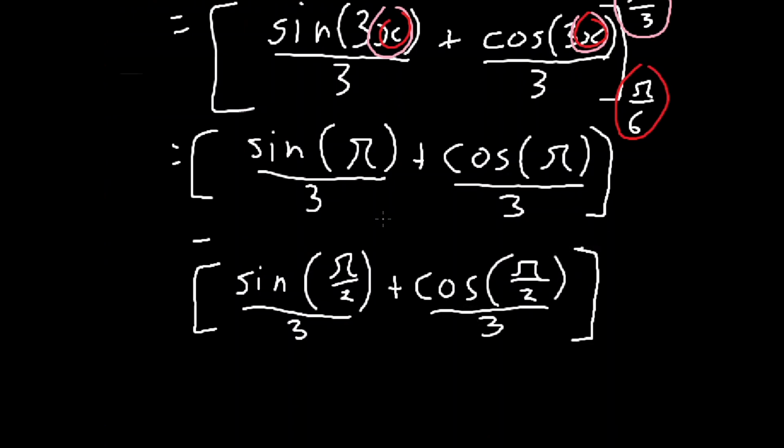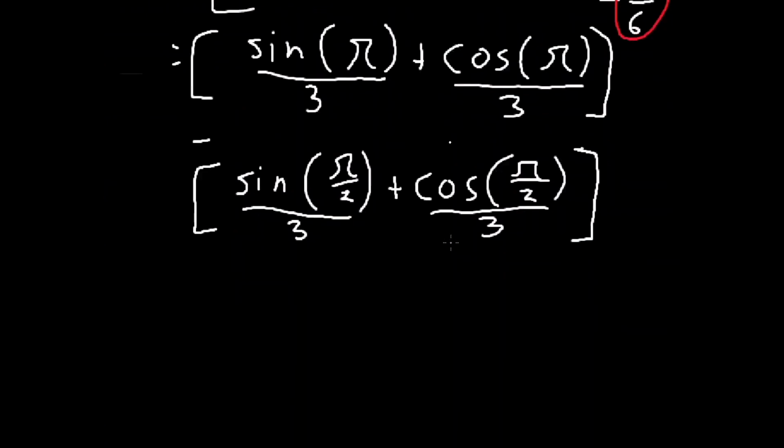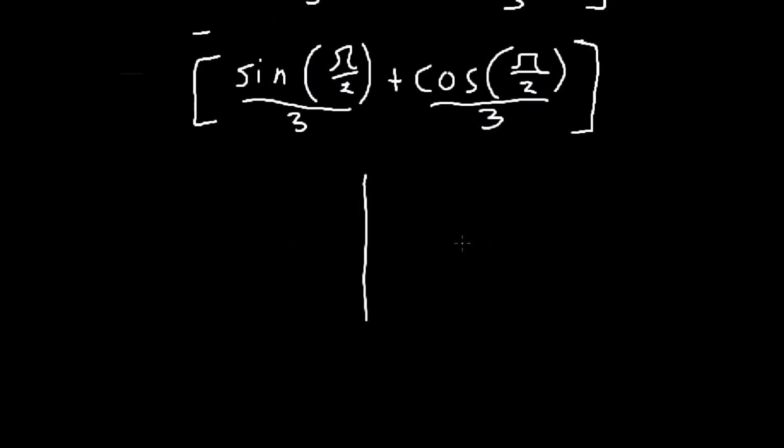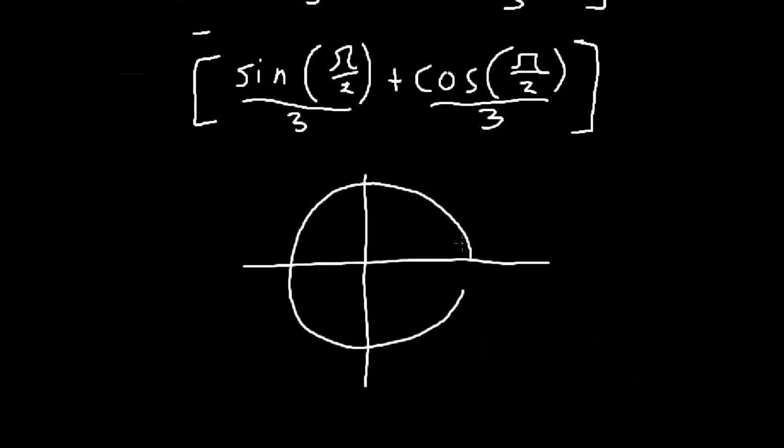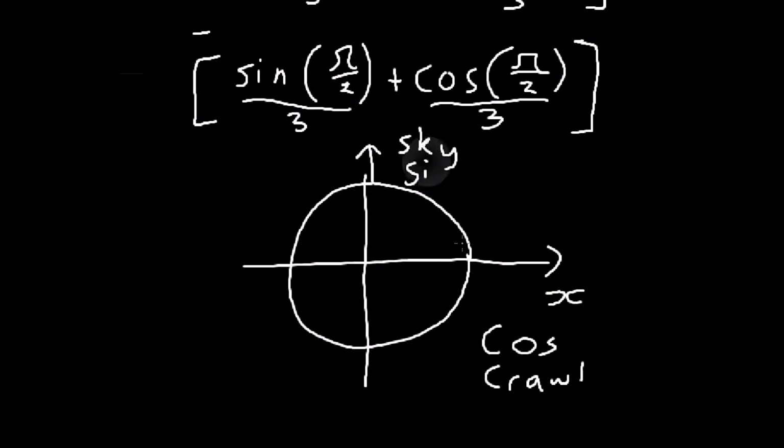Okay, so we need to use a unit circle to make our lives a lot easier here. We have a unit circle here, and we go around the unit circle. And this axis here is x. Now, you've got to crawl, so cos, you've got to crawl, and that gives you your x-axis. Whereas sine, you touch the sky, and so that gives us our y-axis.